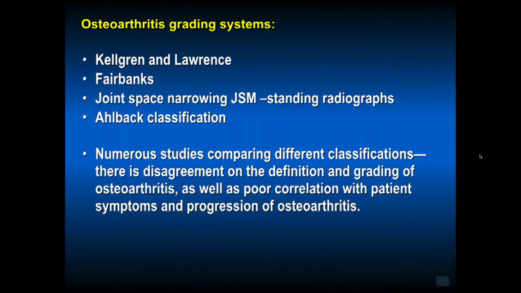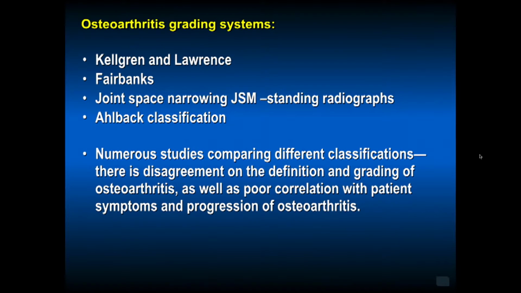Osteoarthritis grading systems. There's the Kellgren and Lawrence that is most accepted. Fairbanks. Joint space narrowing. You have to get a standing radiograph. The plain radiographs underread the severity of arthritis. There also is an Ahlback classification. There are numerous studies comparing the different classifications, and there is disagreement on the definition and grading of osteoarthritis, as well as a poor correlation with patient symptoms and progression of osteoarthritis.